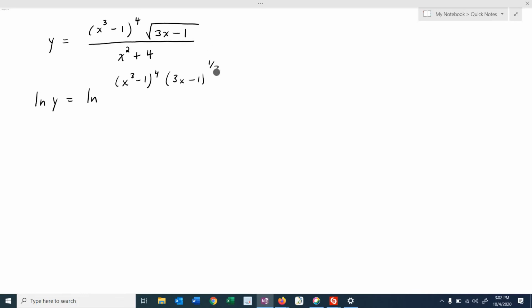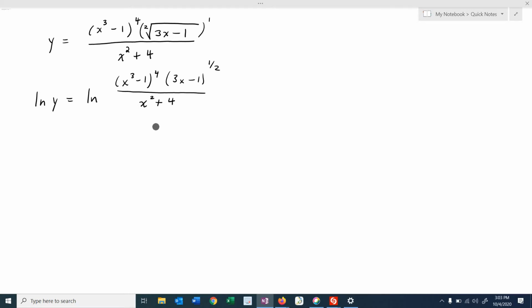Just make sure that the bottom number is the index of the radical, which in this case is a 2. And then the top number is the power that it's being raised to. In this case, it's being raised to the first power. Okay, so you would write that as 3x minus 1 raised to the 1/2 power. Okay, all of that is divided by x squared plus 4.